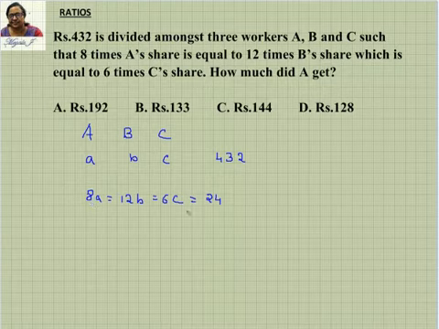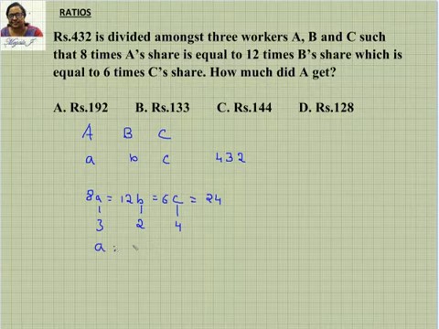Now you know that 8A equals 24, therefore A is equal to 3. 8 into 3 gives you 24. Similarly, 12B equals 24, therefore B is equal to 2. 6C is equal to 24, therefore C equals 4. So these are the values you have: 3, 2, and 4. And now the ratio of A to B to C we have found out, that is 3 is to 2 is to 4.